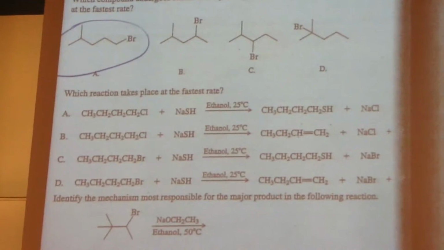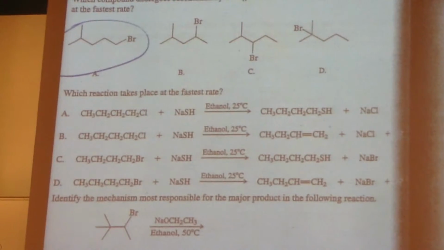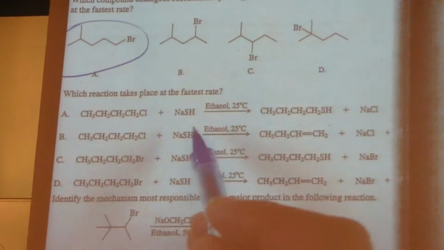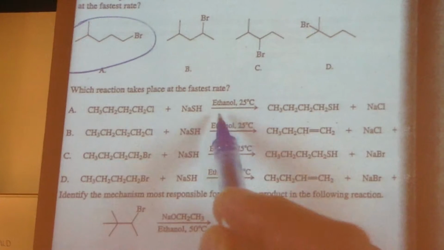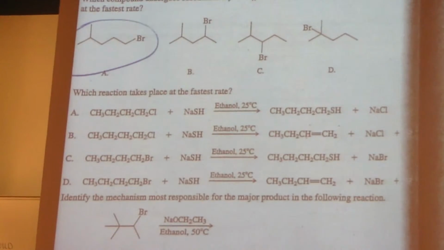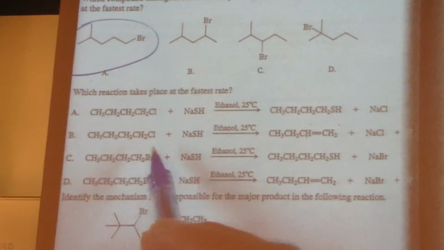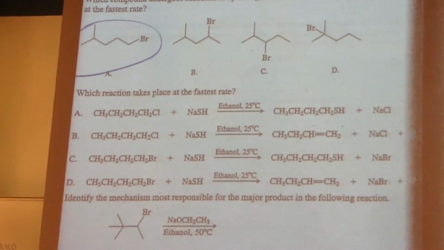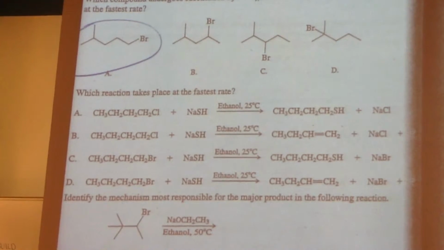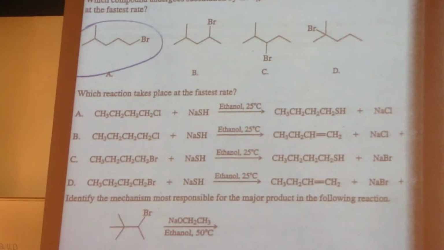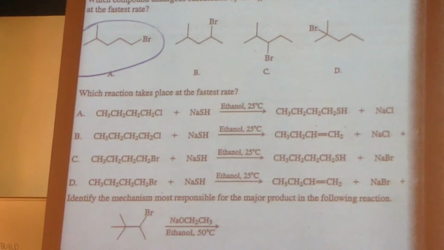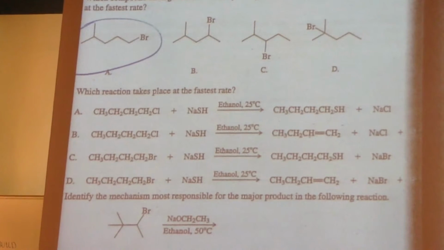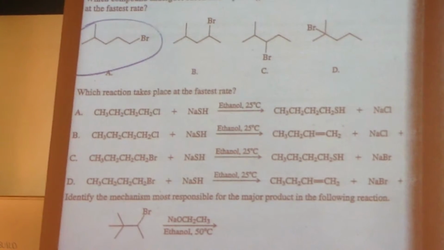Next question is which reaction takes place at the fastest rate? And the nucleophile is the same, solvent is the same, temperature is the same, right? The only thing that changed is the substrate. And again, you look at the nucleophile, recognizing that it's a sulfur-containing nucleophile, that they are particularly good nucleophiles. So it is likely to undergo an SN2 process.